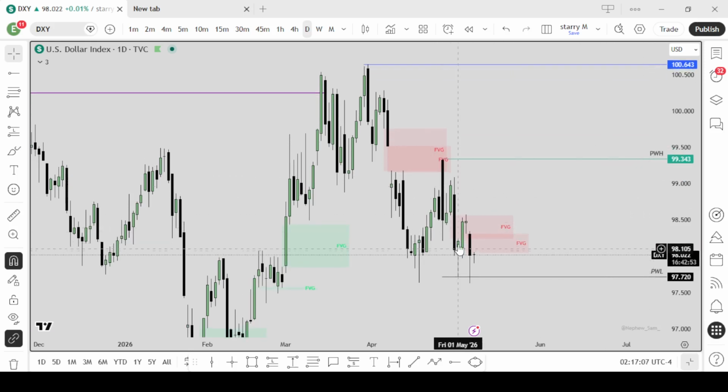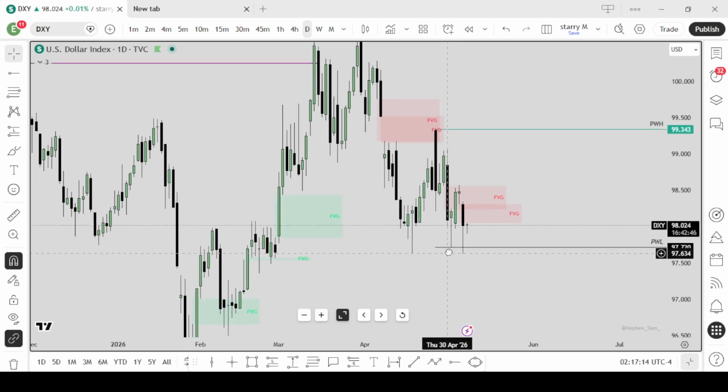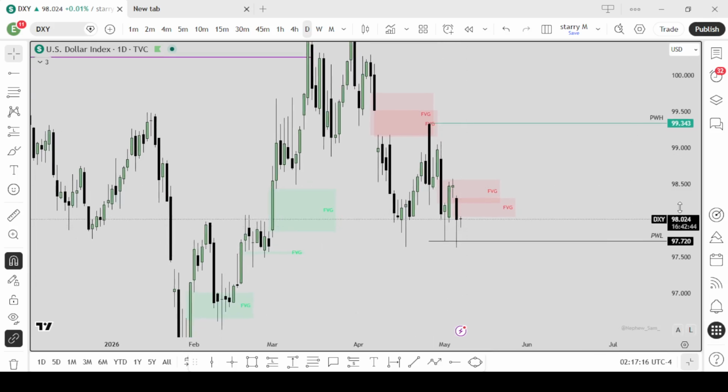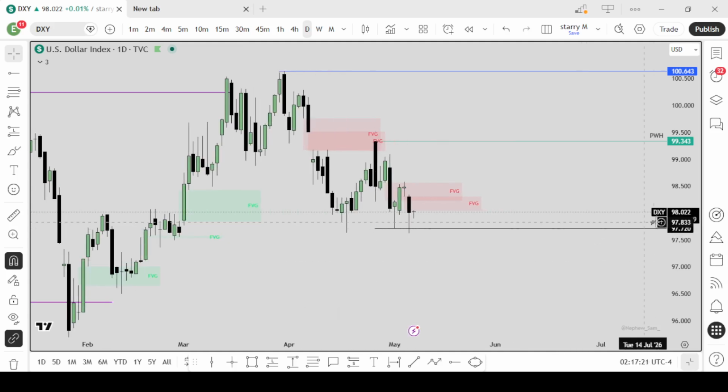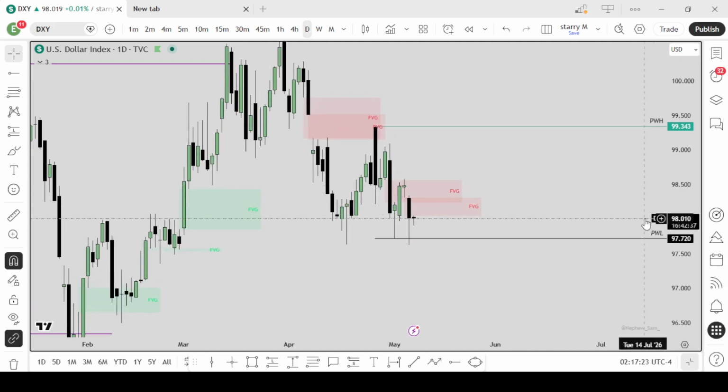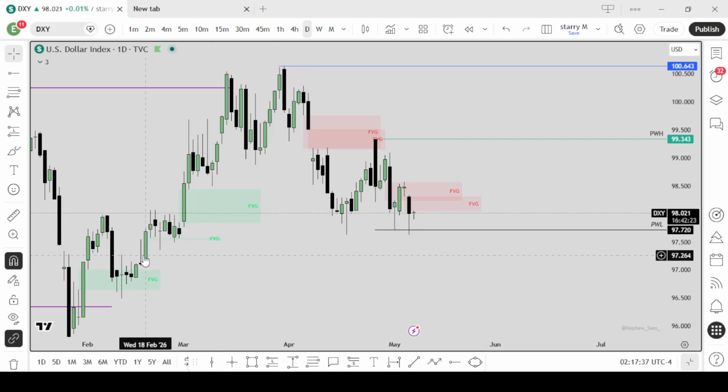We mitigated that fair value gap, and now we are coming for maybe these lows. And the fact that we've taken this liquidity of the prior week low, we could pause for a while before we come and take out any other lows, maybe this low, this low.